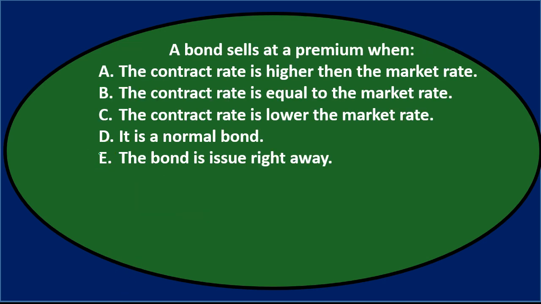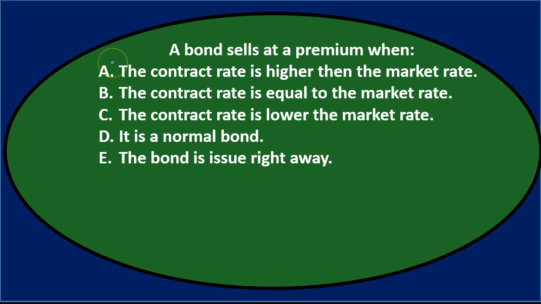Next question. A bond sells at a premium when A. The contract rate is higher than the market rate, B. The contract rate is equal to the market rate, C. The contract rate is lower than the market rate, D. It is a normal bond, or E. The bond is issued right away. So let's go through this again. A bond sells at a premium when either A.